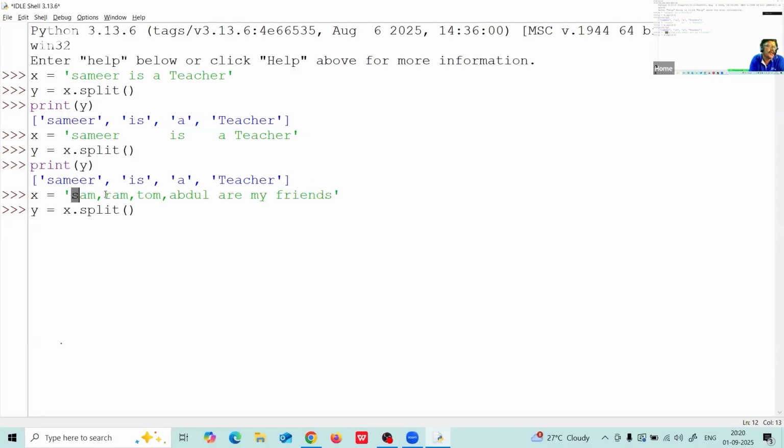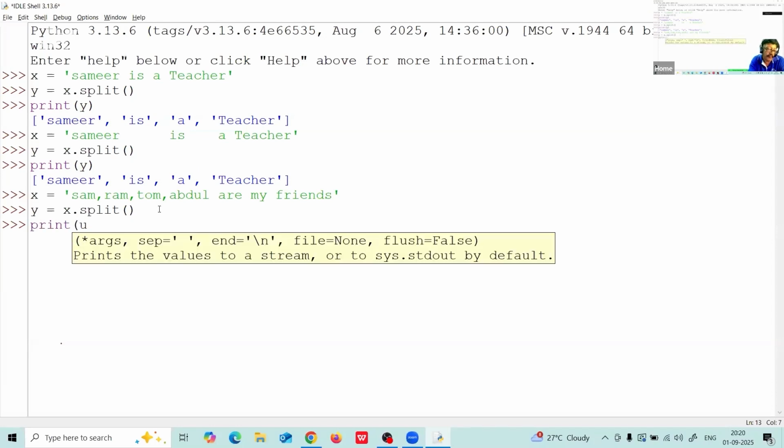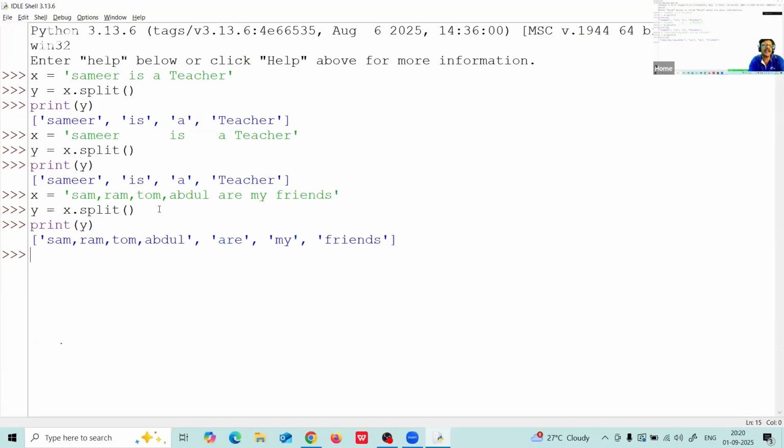The first string will be Sam, Ram, Tom, Abdul. This will be the first word extracted. Then space is there. Then Ram will be the second word. Then my, and then friends. Let's confirm. I have not given anything within the split brackets, so by default, split works on space. Okay. So if I print y, look at that. Sam, Ram, Tom, Abdul is the first word. Then there was a space encounter. Then Ram was the second, then my, and then friends.